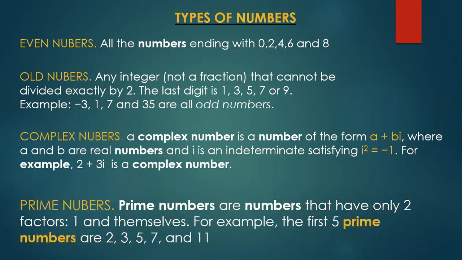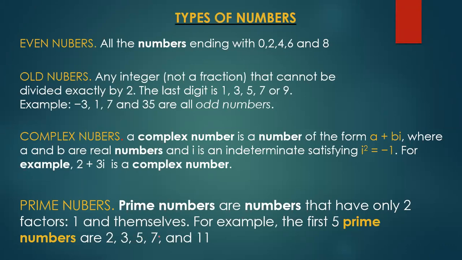So what are prime numbers? Prime numbers are simply numbers with only two factors, 1 and itself. Okay, so we know 2 is also a prime number because it only has two factors, 1 and itself. 3 is also a prime number because it only has two factors. 5 is also a prime number. So these are some of the numbers that you need to know.